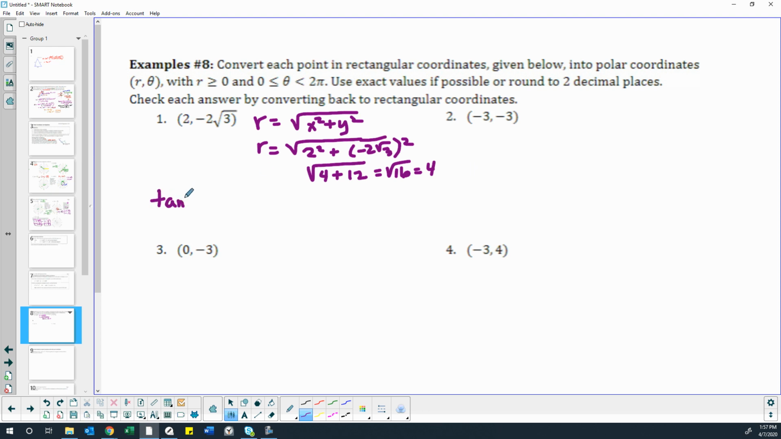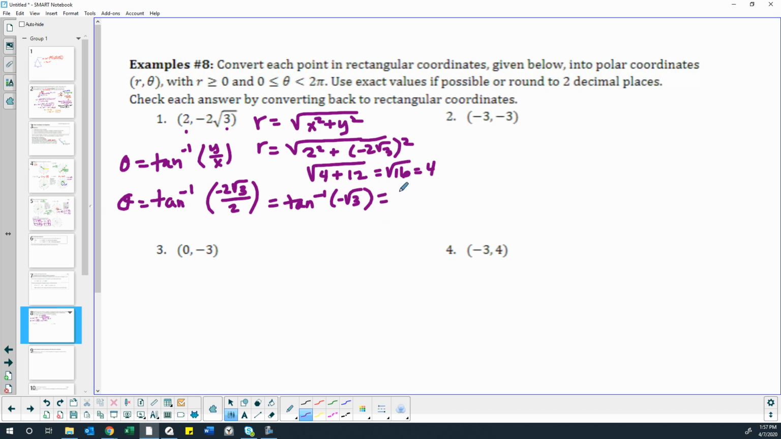So we're going to do the inverse tangent of negative 2 square root 3 over 2 because it's y over x. Here, maybe I should write that down from our previous page. So inverse tangent of y over x. So here's y, here's x. So I do this, the 2's cancel out, so I just get the inverse tangent of the negative square root of 3, which is what angle? What angle gives us that?